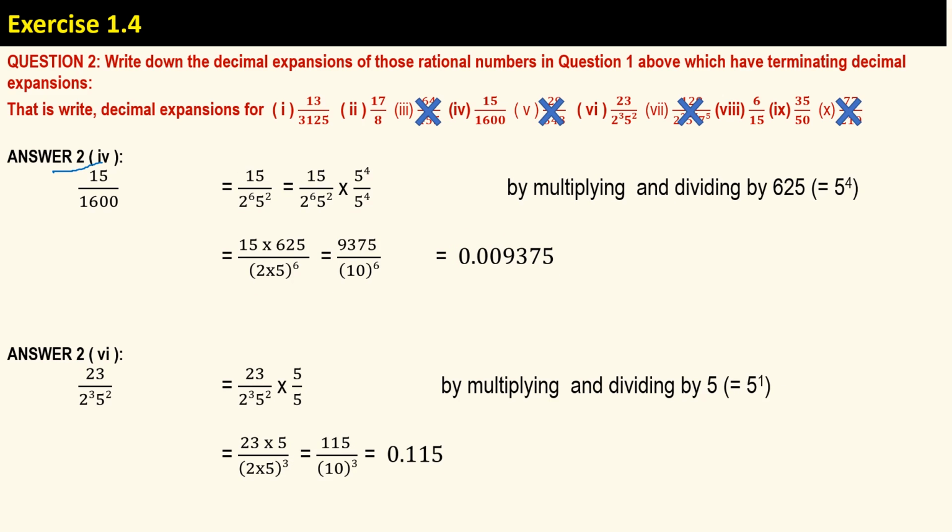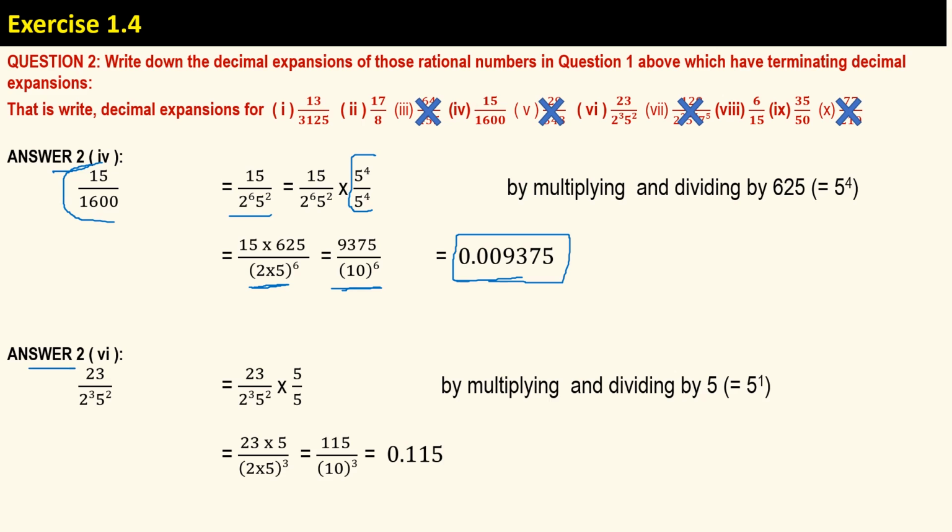Answer to part 4. The given number is 15 divided by 1600, which can be written as 15 divided by 2 raised to power 6 multiplied by 5 raised to power 2. Now we multiply and divide this number by 5 raised to power 4, and we get 15 multiplied by 625 divided by 2 into 5 whole raised to power 6, which is equal to 9375 divided by 10 raised to power 6, and that is equal to 0.009375, and that is the decimal expansion we are looking for.